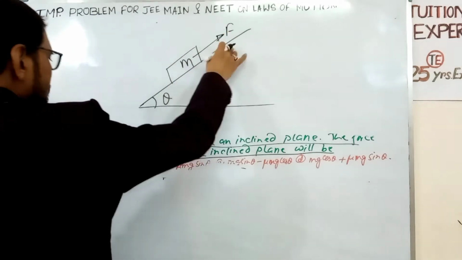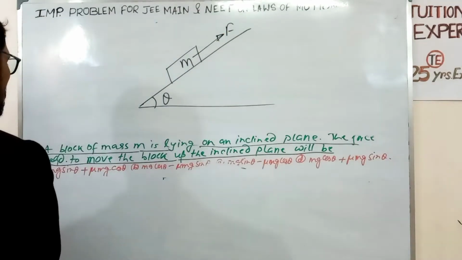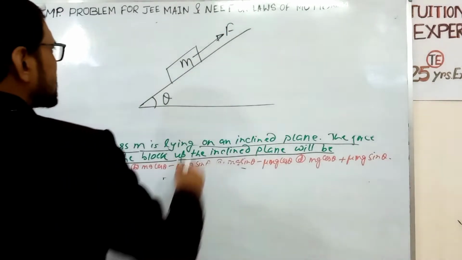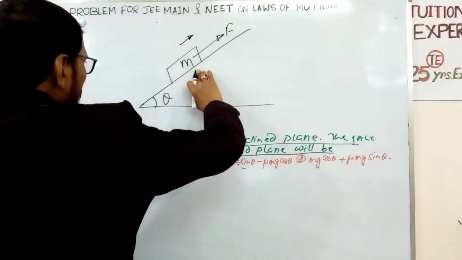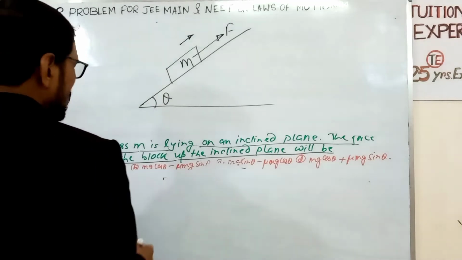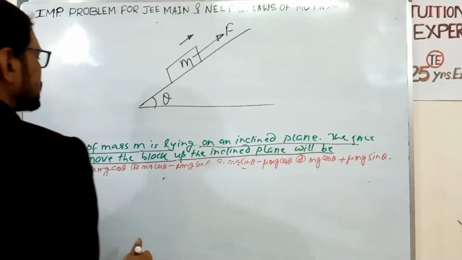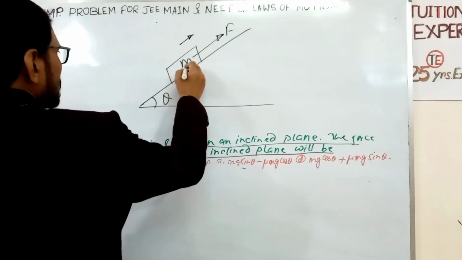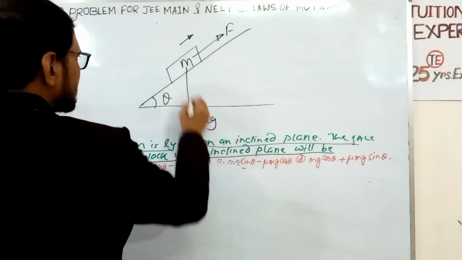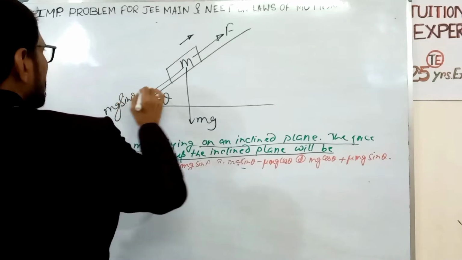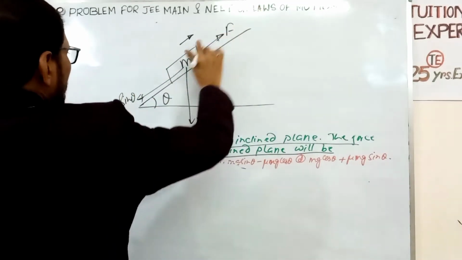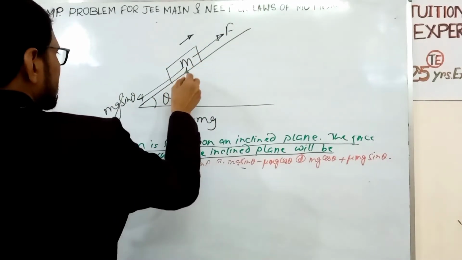What is the minimum force required to move the block up the inclined plane? The tendency is to move upward. Friction force is present. The weight of the body acts in this direction, with component mg sin theta along the incline. If the block tends to move upward, then the friction force acts in the opposite direction.